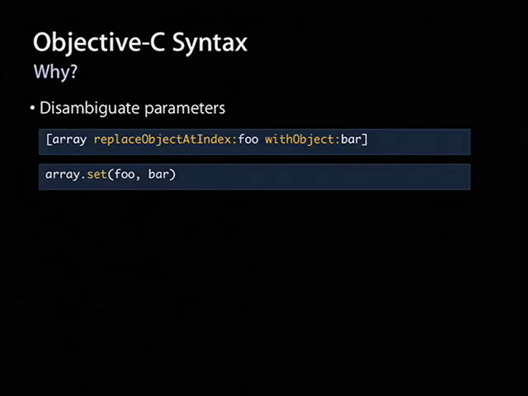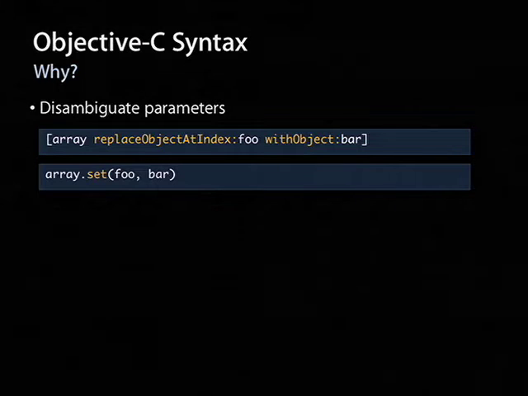Why do we have this crazy syntax? Well, one good reason is it helps to disambiguate parameters. So in Java, you say array.set, for example, on an array list, then you have foo and bar. It's not really clear which is the index into the array and which one's the object you're trying to store. But in Objective-C, replace the object at index foo with object bar. It's clear that foo is the index and bar is the new object.